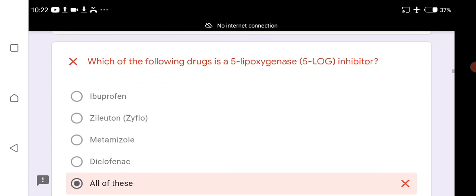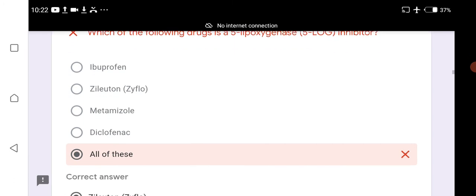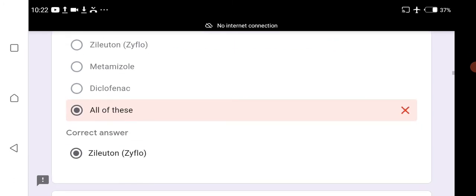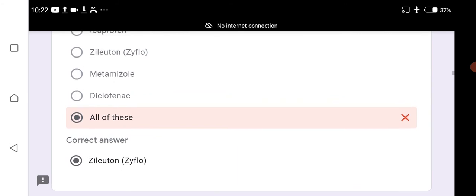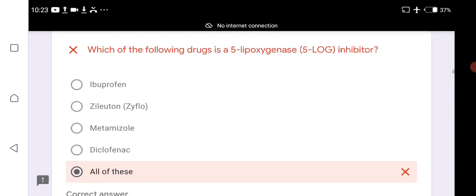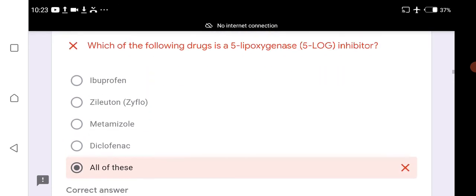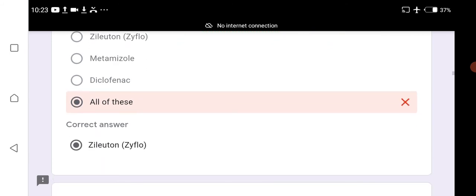Which of the following drugs is a 5-LOX inhibitor, or 5-lipoxygenase inhibitor? Zileuton, available as Zyflo or Zileuton, is a 5-lipoxygenase inhibitor.